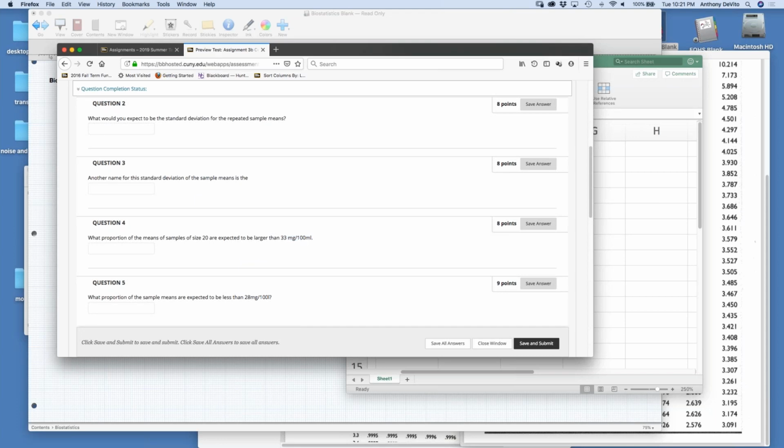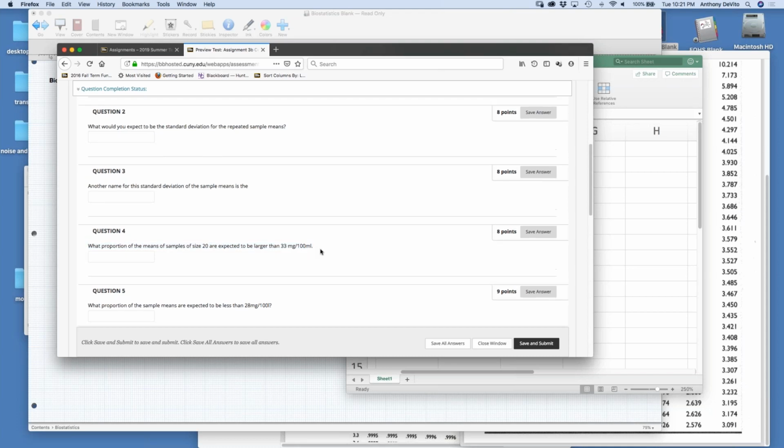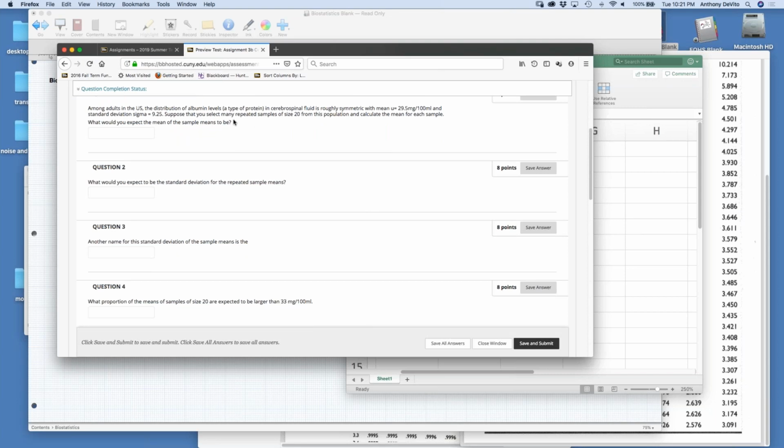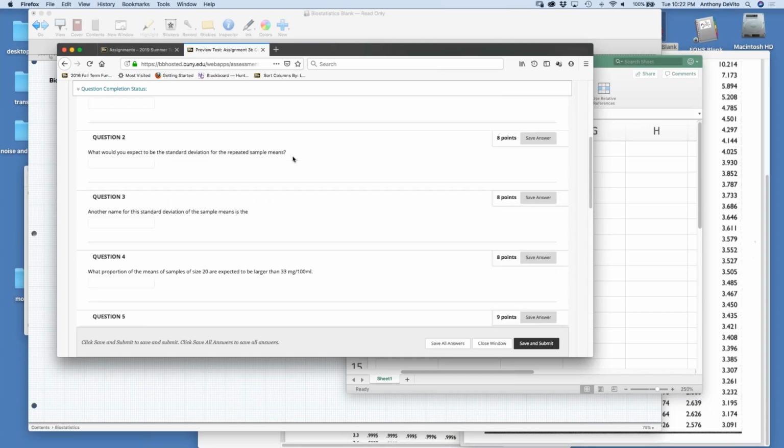Okay. What proportion of the means of size 20 are expected to be larger than 33 milligrams? We did something very similar to that just now, didn't we? In other words, based on the central limit theorem, our new sample distribution has the same mean as the population, 29.5, but its standard deviation is 9.25 divided by the square root of 20. The square root of 20 is a little bit more than 4, less than 5. So let's say the standard error comes out to be 2, just to make things simple.